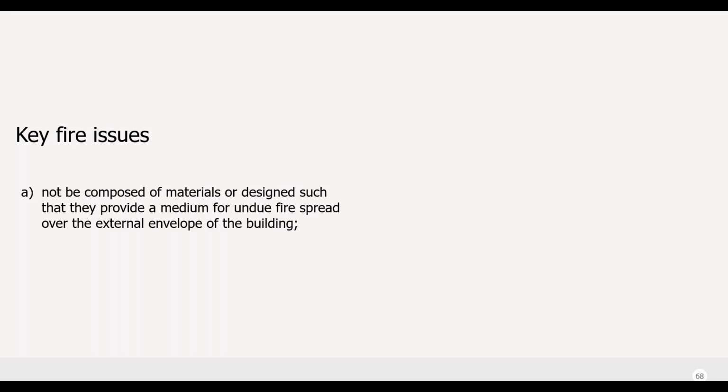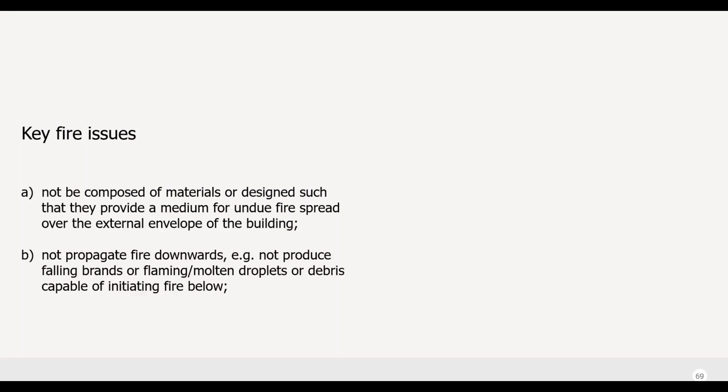So there are 4 key requirements. First of all, the components of balconies, terraces and walkways when exposed to fire, including from below, e.g. from a window or other openings, should not be composed of materials designed such that they provide a medium for undue fire spread over the external envelope of the building, and that they should not propagate fire downwards, i.e. produce flaming brands or molten droplets from debris that could cause a fire below.